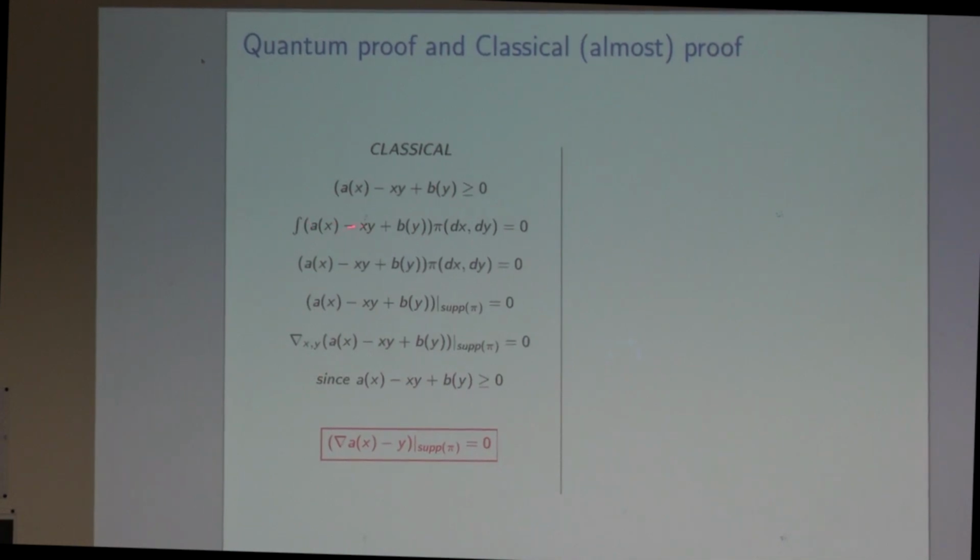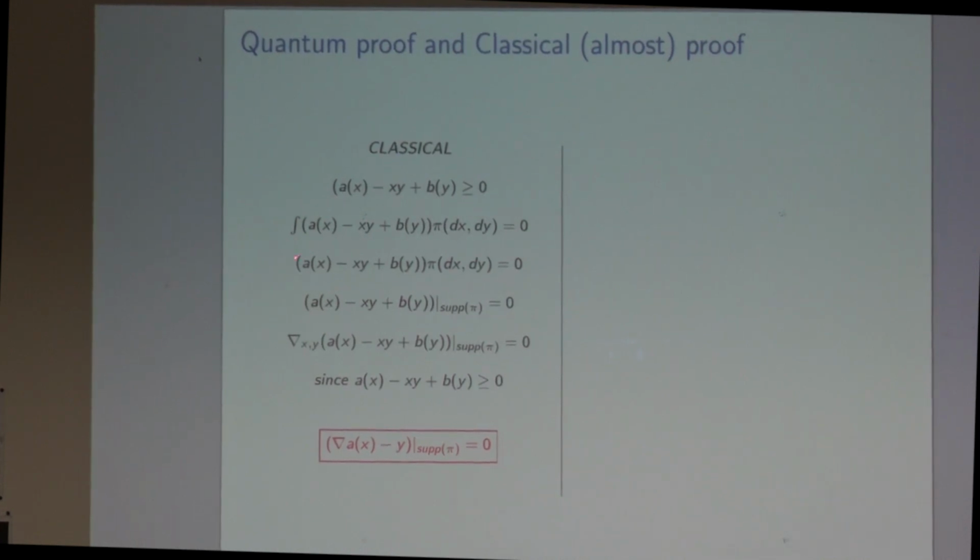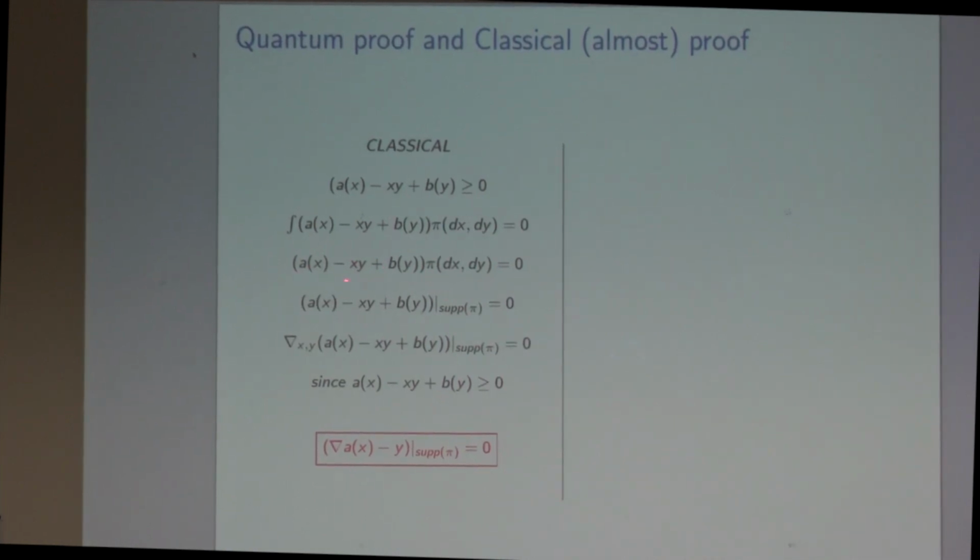But since this is positive, and this is positive, the fact that this is equal to 0 tells you that all of that is equal to 0, right? Because you have the integral of a positive function which is equal to 0, so the positive function has to be equal to 0. And this means that you have this, which is 0 on the support of pi.